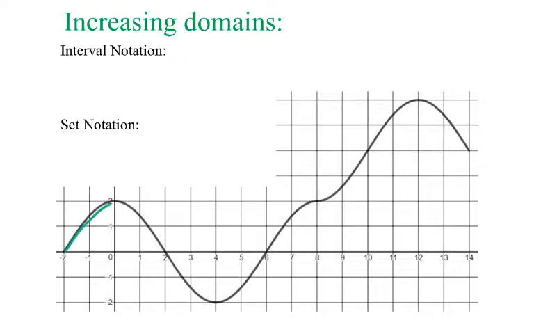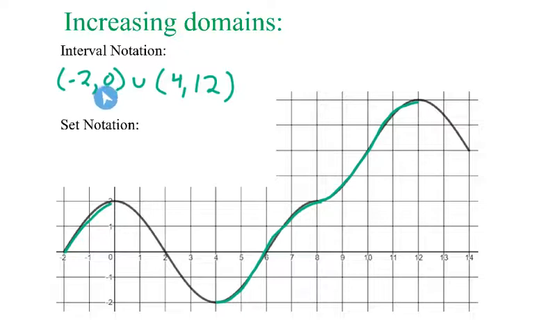So my increasing domains, again, that's this one, and so that would be from -2 to 0, and from 4 to 12. And then in set notation, notice, for those of you wondering what the 0 is, remember it's this 0, the x0, not the 2 that goes with the y, because we only do these on x values.